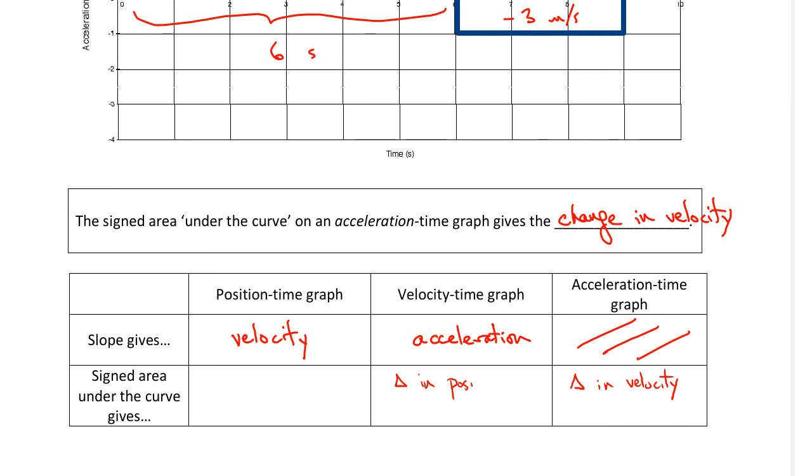And change in position has a special name. We call that the displacement. Now, the area under a position time graph doesn't give us anything physically useful.